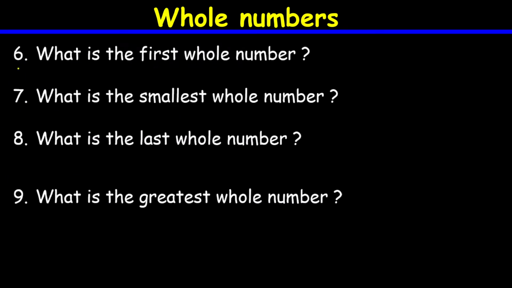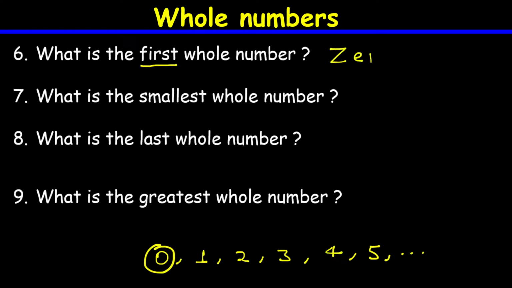Question number 6. What is the first whole number? We said that whole numbers are 0, 1, 2, 3, 4, 5, and so on. Therefore, the first whole number is 0. 0 is the first whole number.